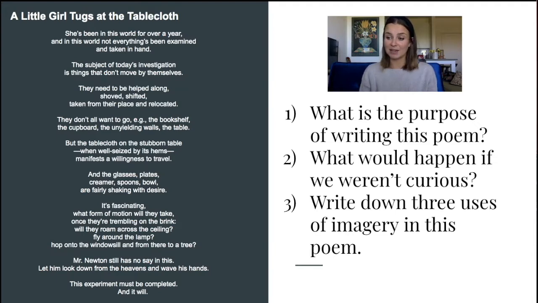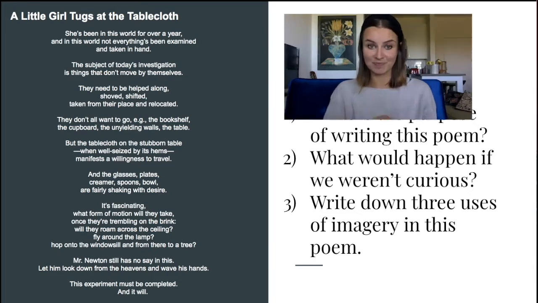It's fascinating. What form of motion will they take? Once they're trembling on the brink, will they roam across the ceiling, fly around the lamp, hop onto the windowsill, and from there to a tree? Mr. Newton still has no say in this. Let him look down from the heavens and wave his hands. This experiment must be completed, and it will.